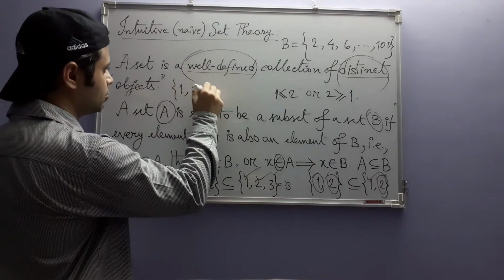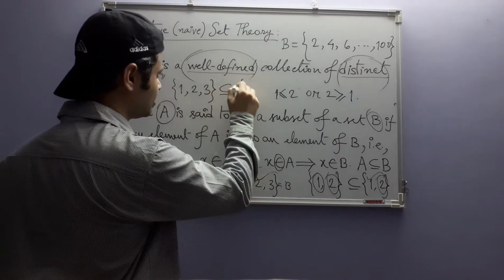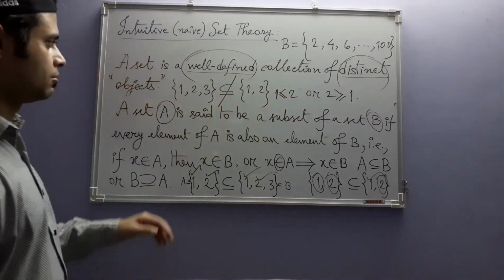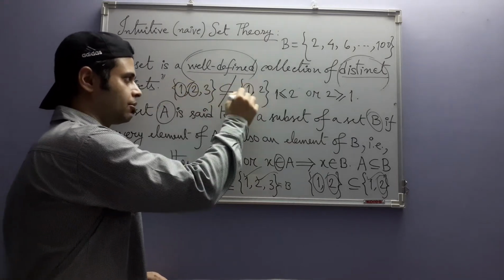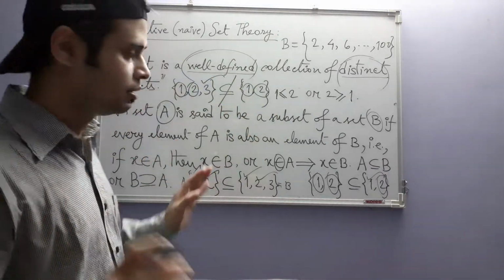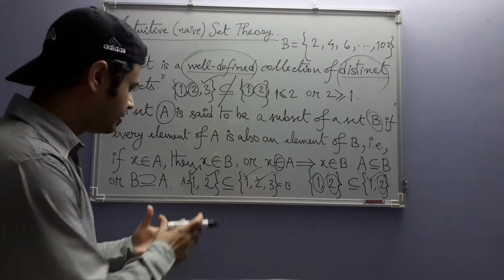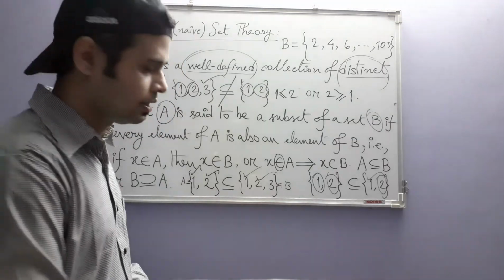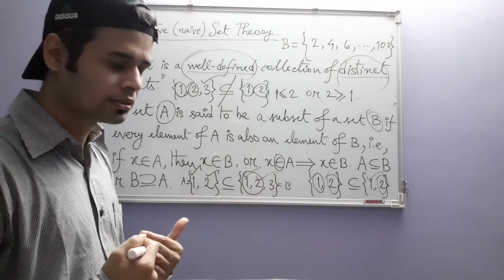However, if you switch the orders of these two sets, then the thing does not happen. This is not a subset of this. Why? Because although 1 and 2 in the first set are also there in the second set, 3 in the first set is not there in the second set. So this fails to be a subset of this. You can already see that subsets are inside the original set in a sense, a part of the original set. That's why they are called subsets.